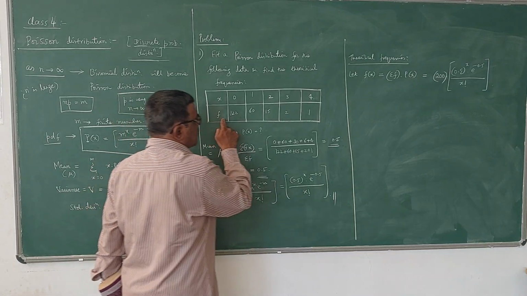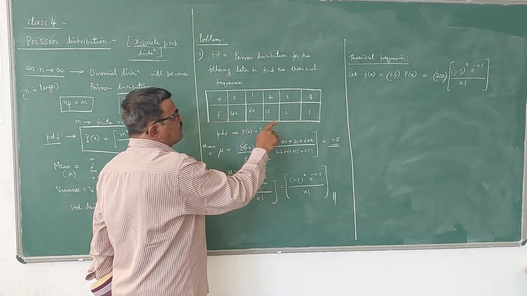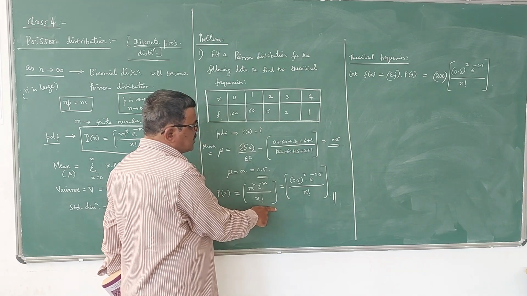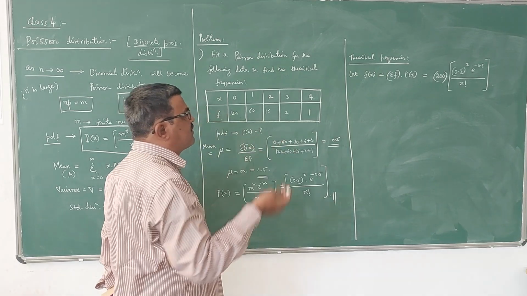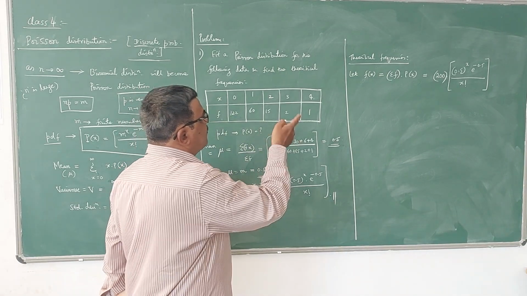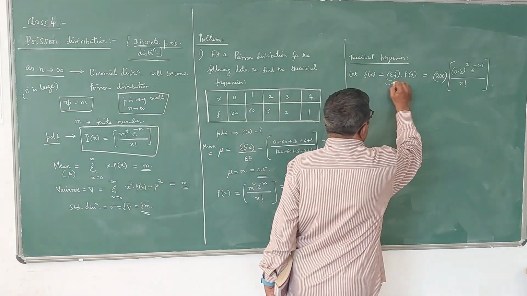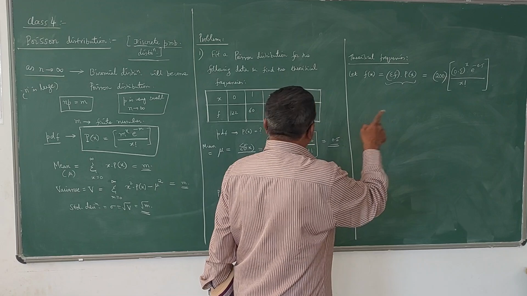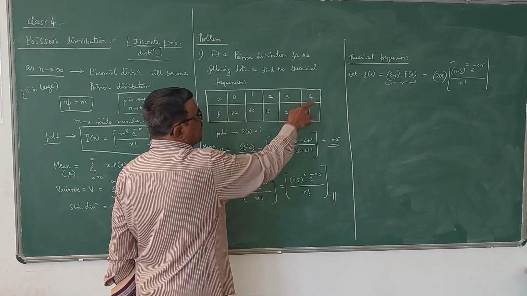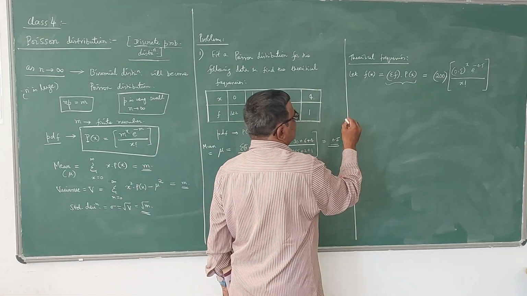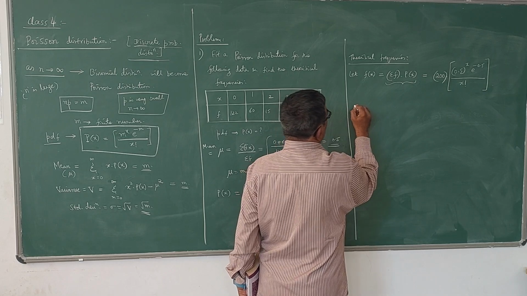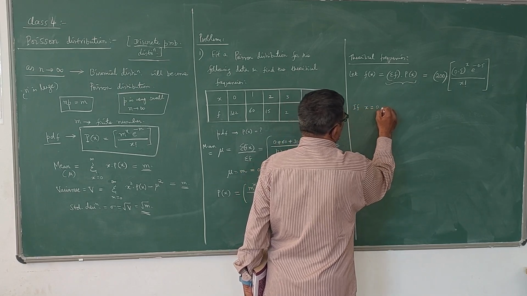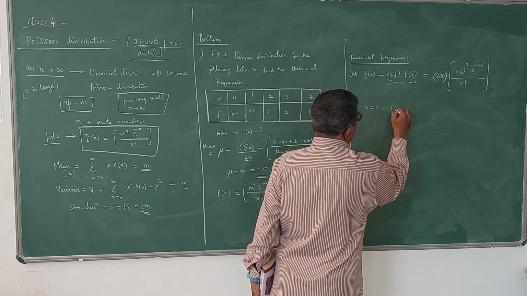So these are the observed frequencies. For these observed frequencies, we have fit the Poisson distribution. Now to get the theoretical frequency, it is given by this formula. By putting the values of x, you can get the corresponding values of theoretical frequencies. Now let me put x equal to 0. What is the value of theoretical frequency?